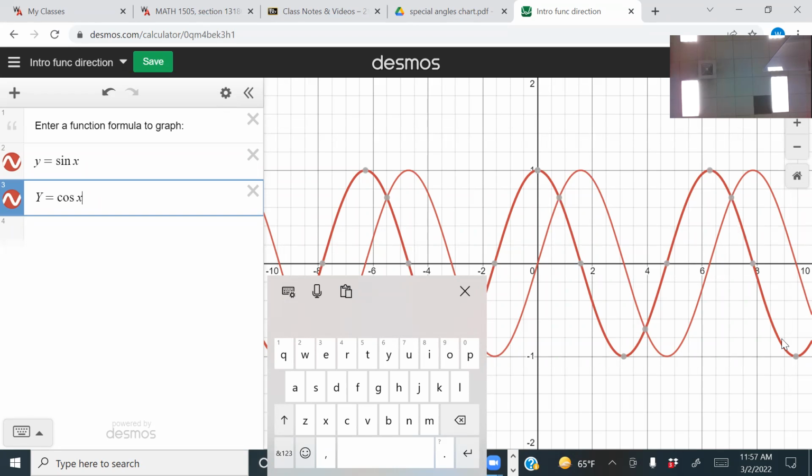So it's almost got the same shape, right? Actually, it's got the identical shape to the sine curve, right? Okay, it's just shifted slightly, however you want to think of it, to the left or to the right.